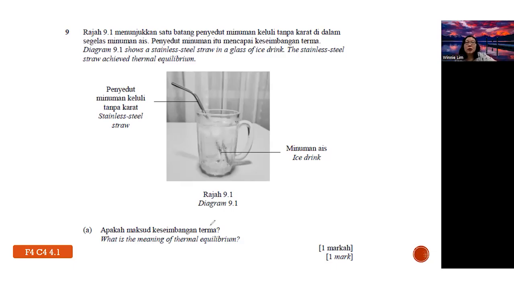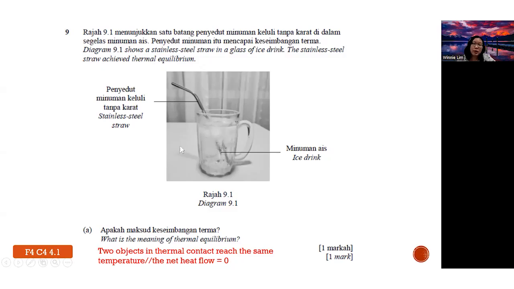For the meaning of thermal equilibrium, you must have the two keywords. When two objects are in contact, both objects must have the same temperature at the end, and another key idea is there is no net flow of heat. No net flow of heat. So these two are the key terms for you to give the definition. In essay questions, they always have 1 mark for definition or principle. So this is how you give the answer: two objects in thermal contact reach the same temperature and the net flow of heat is 0.